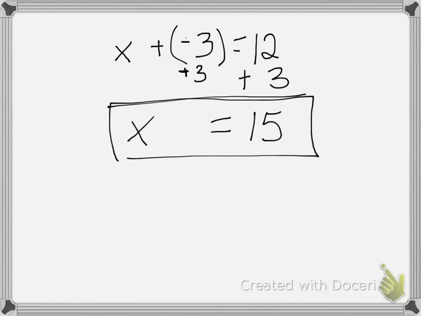Oh, you know what? We forgot to go back and check our work. Let's do that real quick. So if I have 15 plus a -3 equals 12.